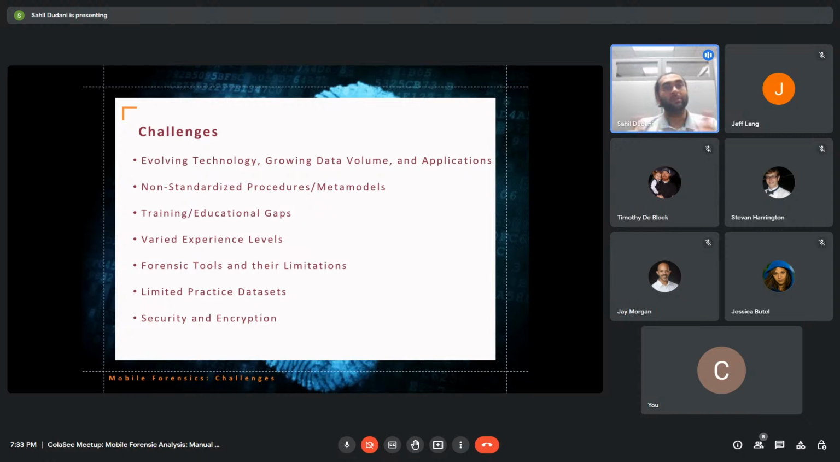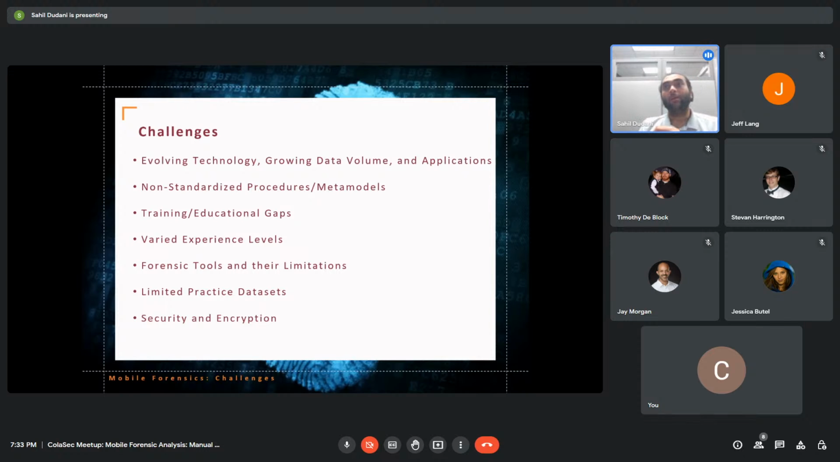Because of this changing nature of mobile forensics, it's really hard to keep track, and forensic investigators and researchers need to be on their toes. And again, on that note, security and encryption can be a difficult problem for forensics as well.